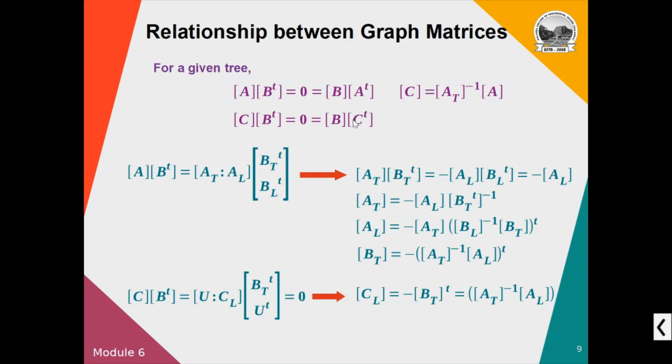Similarly, based on these equations, these can be expanded and we can derive in terms of BT. BT is nothing but the tie set matrix which has only the twigs. Similarly, we can derive for CL and BL. Individually, it is determined, showing the relationship among these matrices.